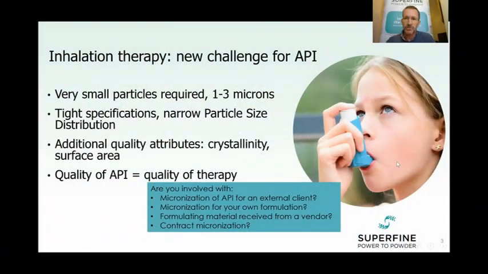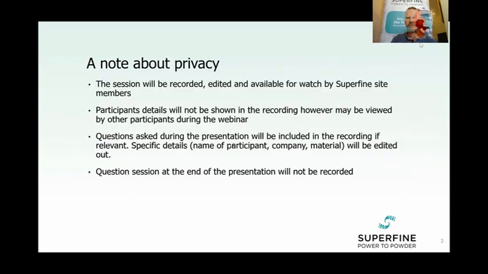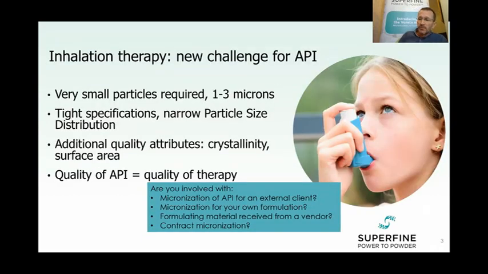Okay, so we're going to talk today about APIs for inhalation, and then a little bit about inhalation in general. I will discuss in this session the basics, a bit about the respiratory systems, the micronization process, and the special regulatory requirements.